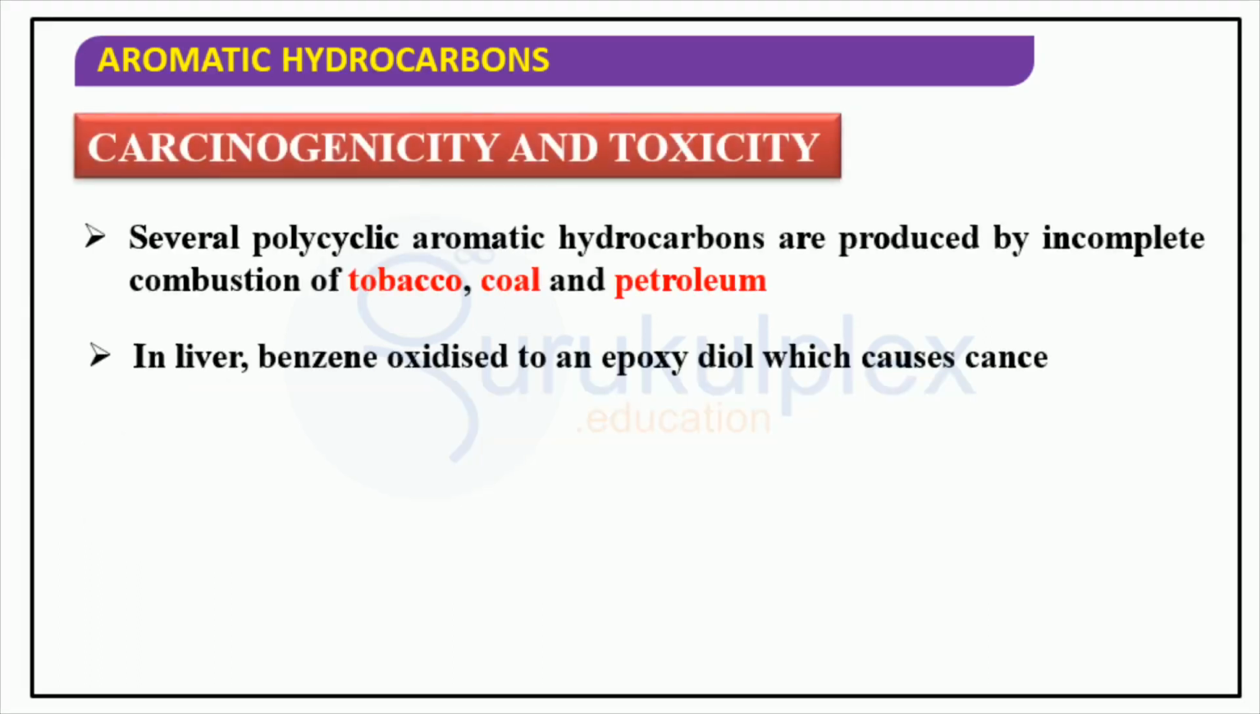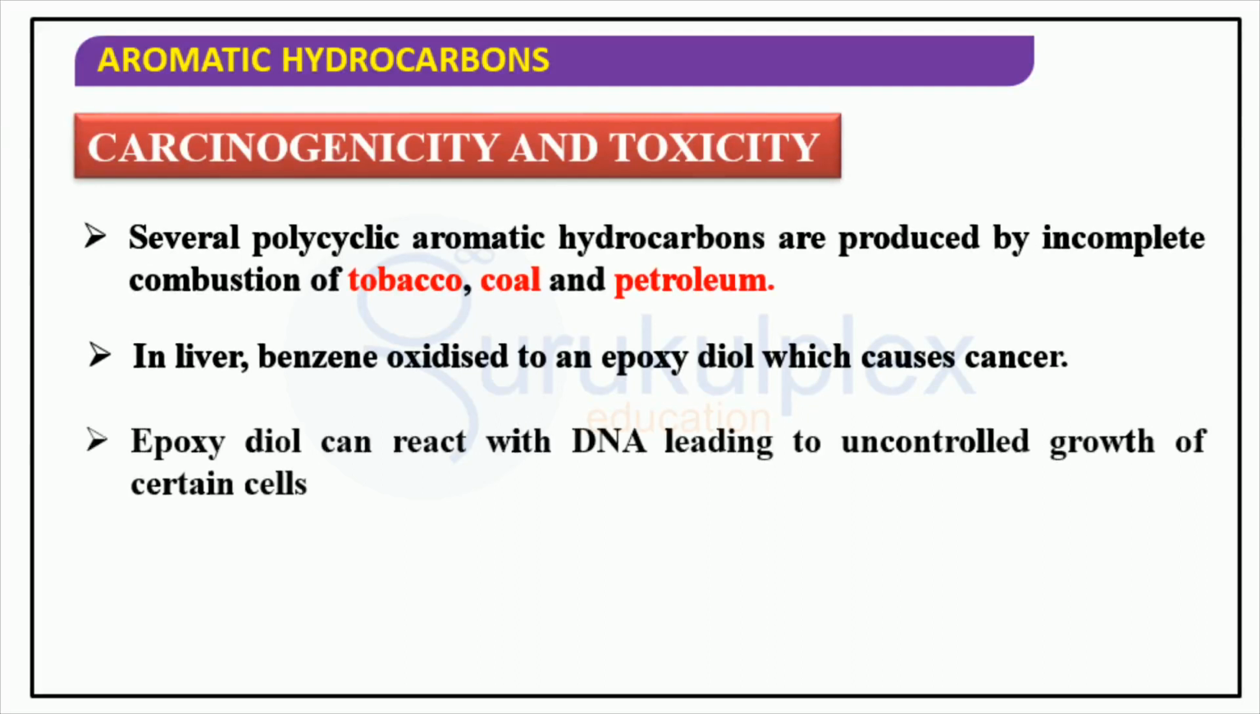Polycyclic aromatic hydrocarbons, PAHs, are among the most toxic substances known. They are created as a result of the incomplete combustion of tobacco, coal and petroleum and can lead to cancer when present in the environment. The carcinogenic effects of PAHs are due to their metabolism in the liver, forming an epoxydiol which reacts with DNA and causes the uncontrolled growth of certain cells.